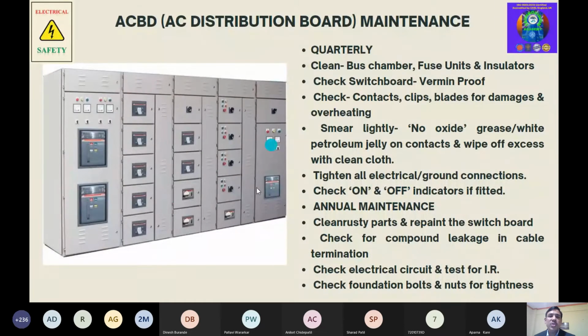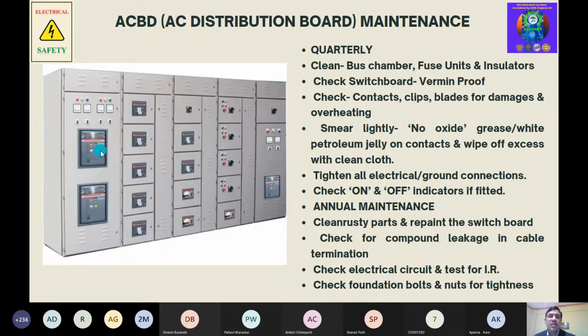Then this is the AC distribution board, which I also have to maintain. We do it in quarterly or annual maintenance. We rack out each feeder. There are backup feeders we have. So we rack out the feeders and then we clean all these contacts. Even these LT breakers we have to maintain.